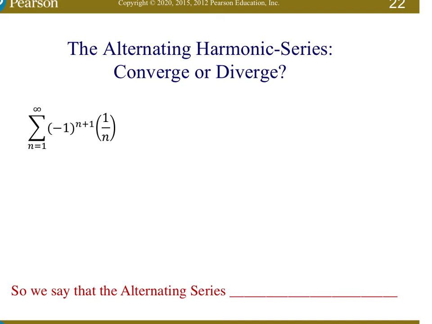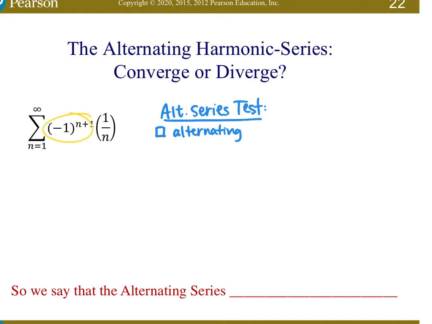So we get to the alternating harmonic series that we've talked about before. Will that converge or will it diverge? So we've got to apply the alternating series test. Let's see if it checks all the check boxes for convergence. So the first check box is that it is alternating. And we have this term, so we recognize, yep, it's alternating.